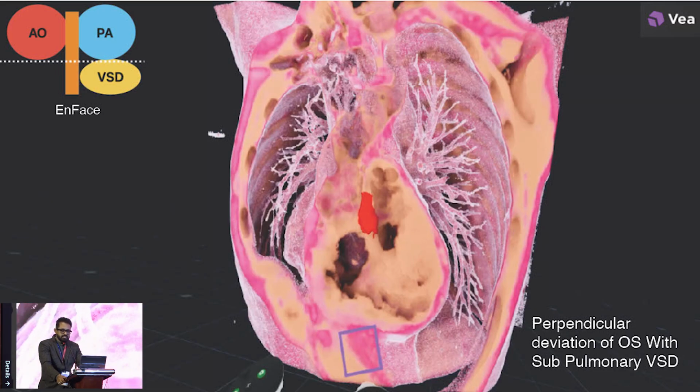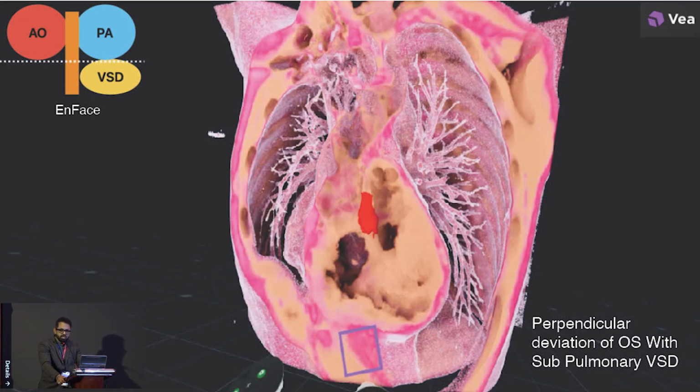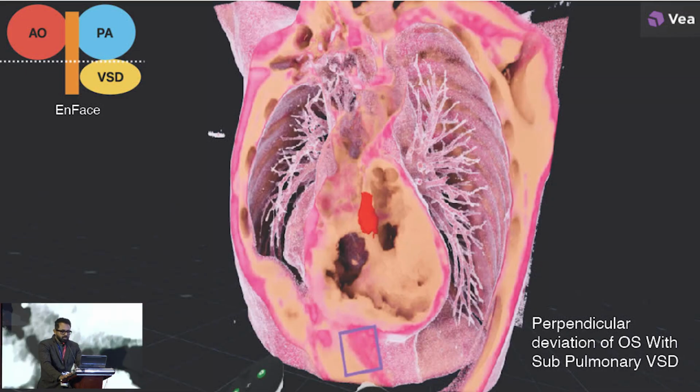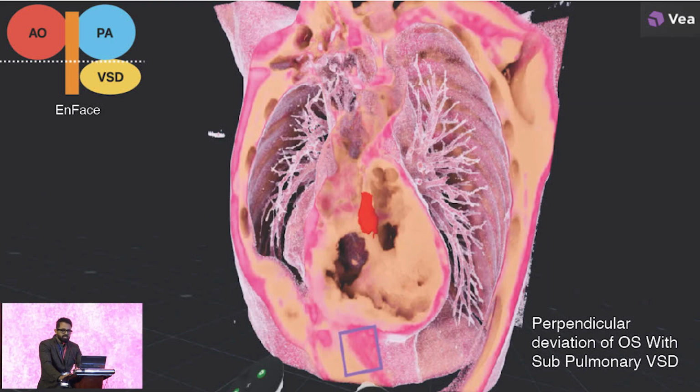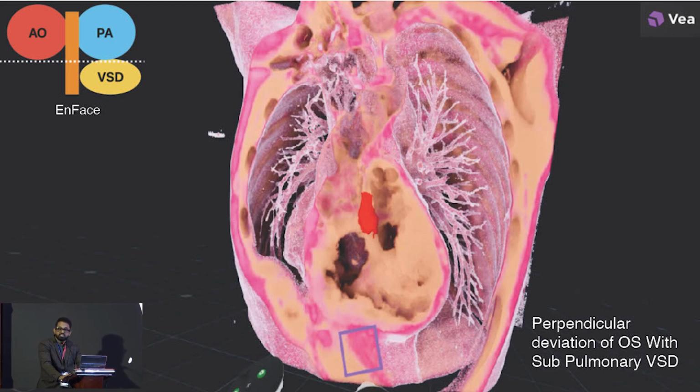So this is a subaortic VSD in the context of perpendicular malalignment of the conal septum. Now, here is another DORV. Here, the VSD is to the left of the malaligned conal septum, and it's the pulmonary artery that is closer in relationship. So this is a perpendicularly malaligned outlet septum with a subpulmonary VSD.